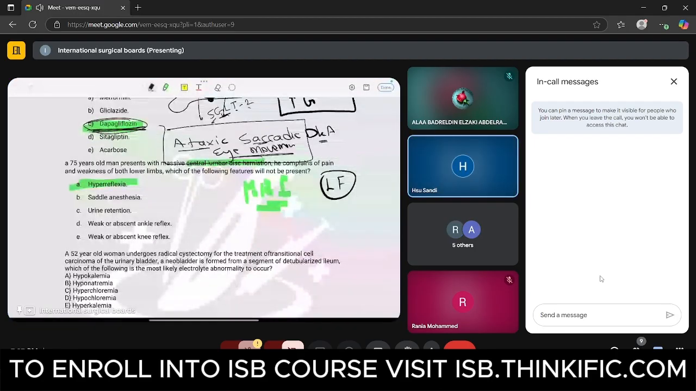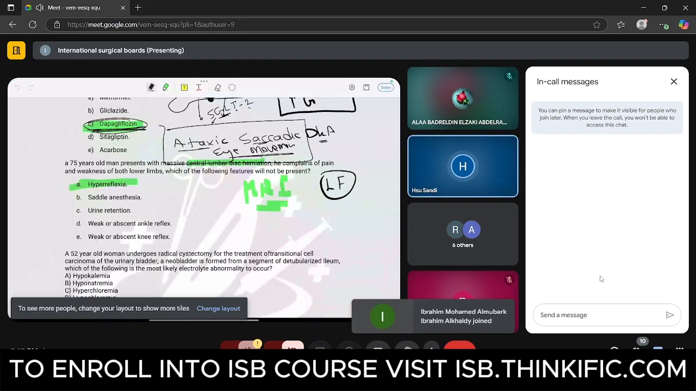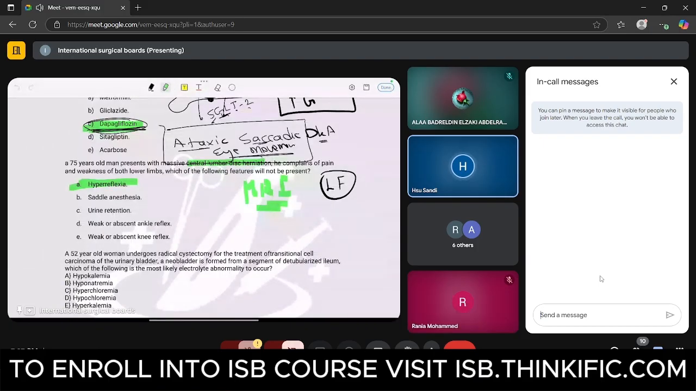Okay. Now, sorry. A 52-year-old woman undergoes radical cystectomy for the treatment of transitional cell carcinoma of the urinary bladder, and a neobladder is formed from a segment of detubularized ileum. Which of the following is the most likely electrolyte abnormality to occur?